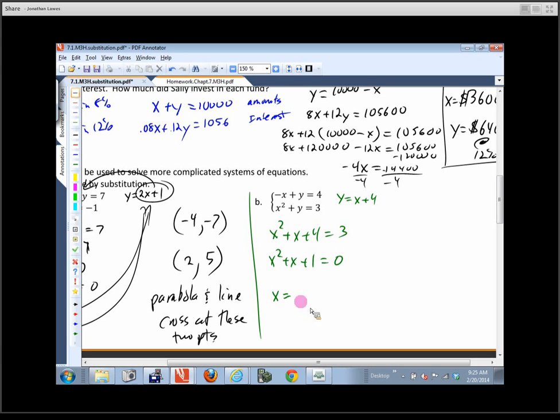So again, you've got to have this memorized. Think of the quadratic formula. Write it down. Write it down. Make sure you've got it.